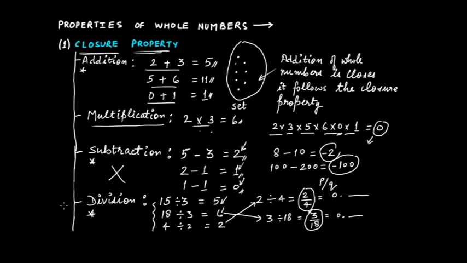To follow the closure property means that each and every time when you perform the operation, as in the case of addition and multiplication on whole numbers, the resultant numbers all were whole numbers, and therefore they were following the closure property. But in the case of subtraction and division, not every time was the answer a whole number, and therefore subtraction and division do not follow the closure property. In the next video we are still left with 2 other properties, and we'll learn about them also.